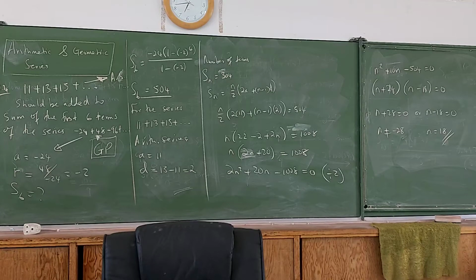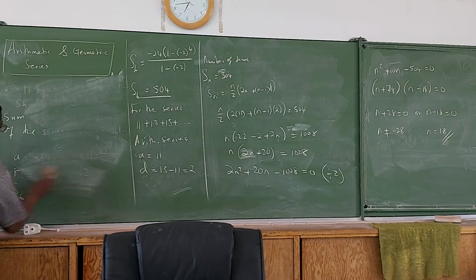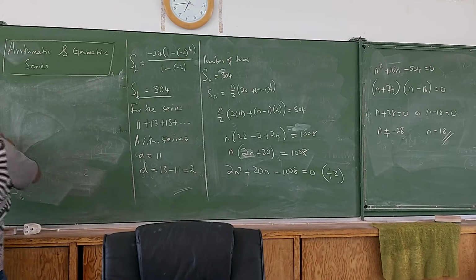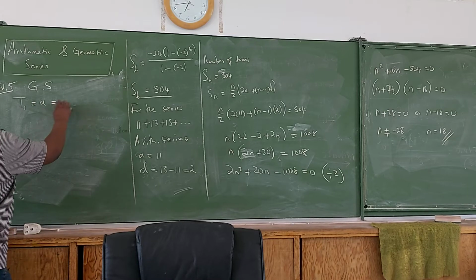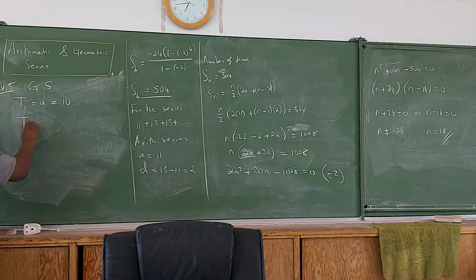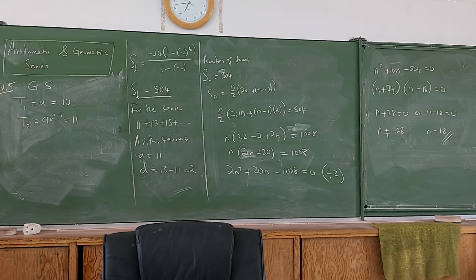Then there is question 5. The first and second term of the geometric series are... now things are becoming a little bit, what do you call it? It's like you know what you're doing. Right? So this is question 5. So we know it's a geometric series. They are saying the first term, which is a, is 10, and then they say the second term, which is ar, is 11. Am I right? Yes, sir.